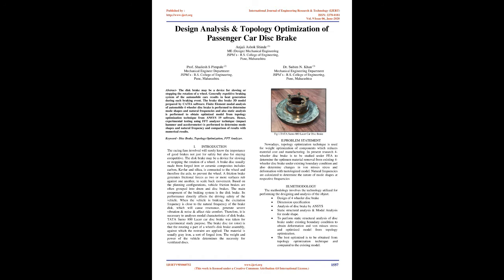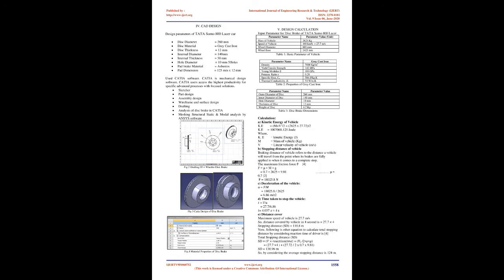2. Problem statement. Nowadays, the topology optimization technique is used for weight optimization of components, which reduces material cost and manufacturing cost. In present research, a four-wheeler disc brake is studied using FEA to determine the optimum material removal from the existing four-wheeler disc brake under existing boundary conditions, and also to determine changes in von Mises stress and deformation with the optimized model. Natural frequencies are calculated to determine the nature of mode shapes at respective frequencies.